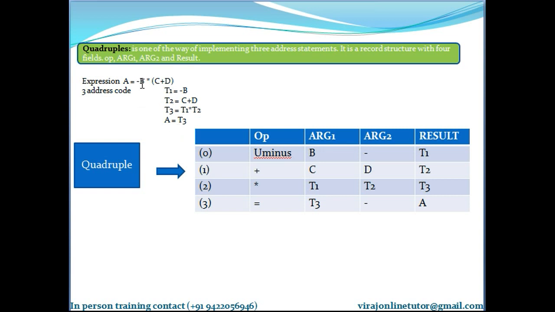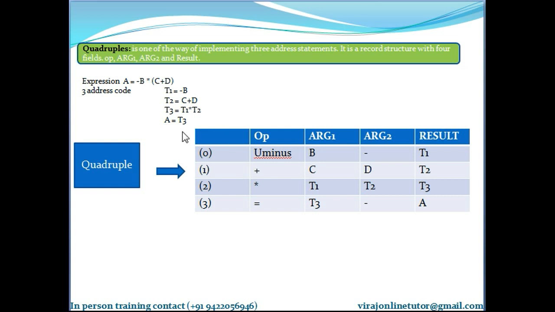First I do minus of B, put it into T1. Then I execute the bracketed statement, C plus D is T2. Then I multiply T1 and T2, save it into T3. And whatever is T3, I assign it to A. So I have converted this one line into a set of three address statements.